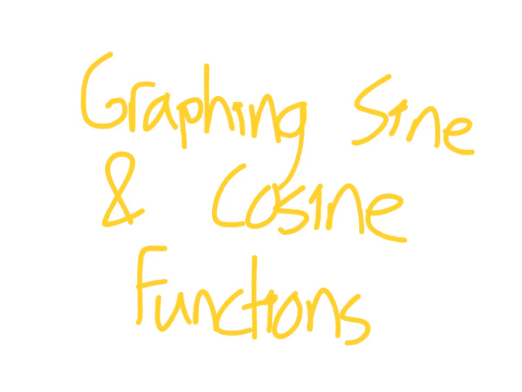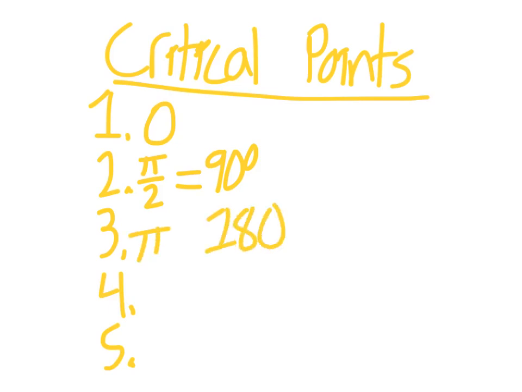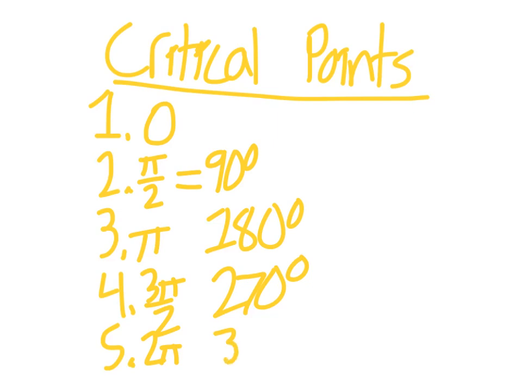This video will be on graphing sine and cosine functions. For sine and cosine functions, there are 5 critical points: 0, pi over 2, which is also 90 degrees, with 0 equaling 0 degrees, and then pi, which is 180 degrees, 3 pi over 2, which is 270 degrees, and finally 2 pi, which is 360 degrees.